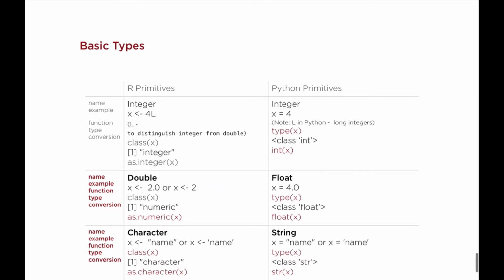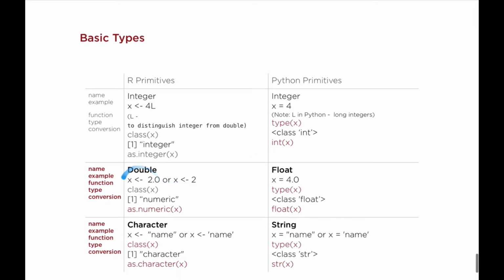Our next primitive is double or float. If you notice in R, we would use, for example, a value of 2.0 or 2 here, because we do not specify L. So if you assign a value to a variable x and check the class, it will always be numeric. Float in Python, on the contrary, we need to specify 0.0, for example, here, to show that it's a decimal, it's a float. We check our type, and the class is float. To convert something to float, we would use the float function. In R, we would use the as.numeric function.